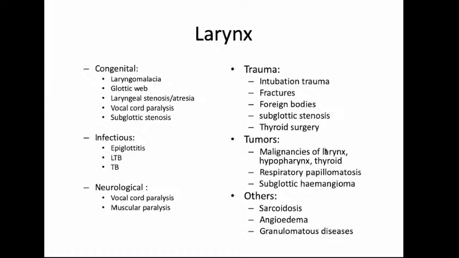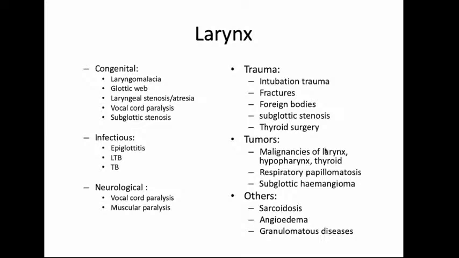Among the infectious conditions, epiglottitis is an inflammatory infective condition of the epiglottis. So the epiglottis swells up and obstructs the airway. And then commonly in children, we have heard about LTB, laryngotracheobronchitis. And even in adults, we get tuberculosis of the larynx, where the tuberculous lesions are actually just big like tumors and cause obstruction.